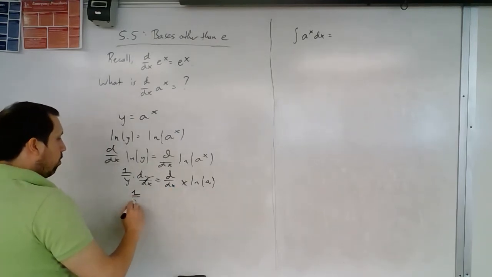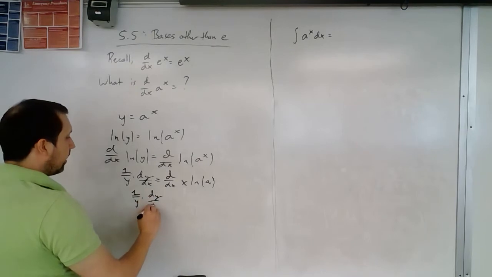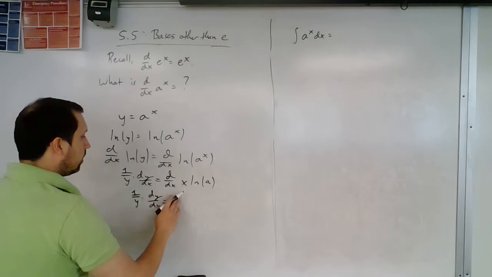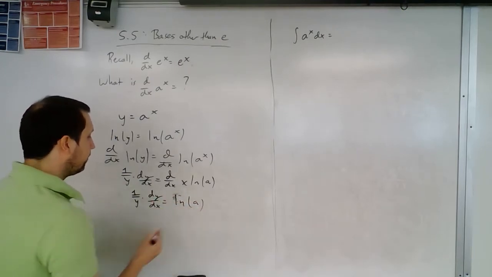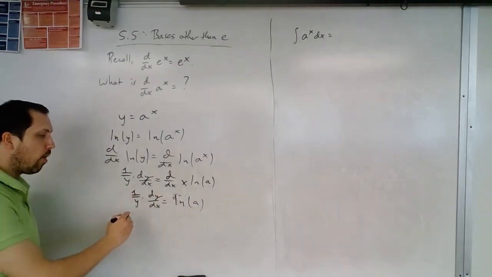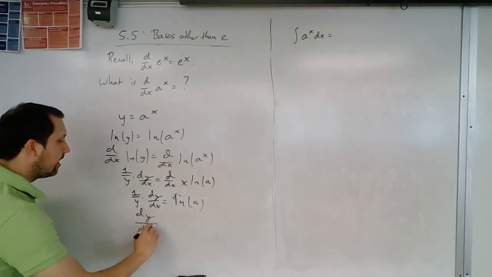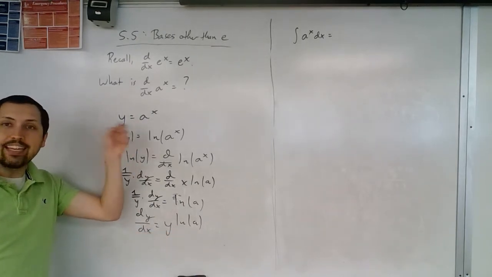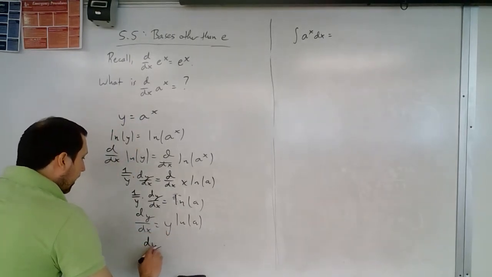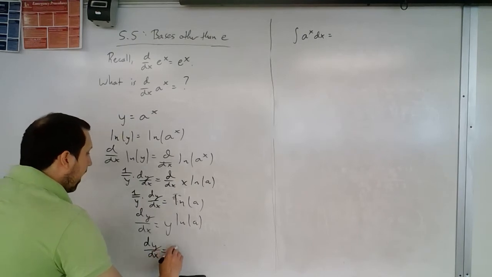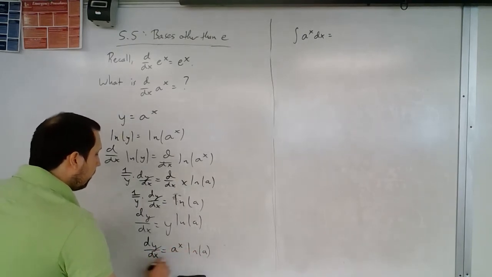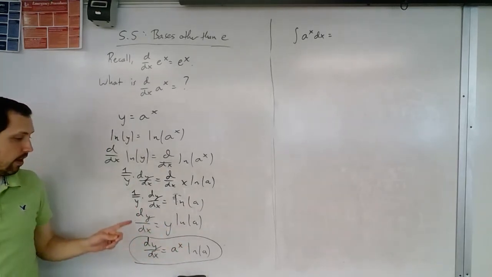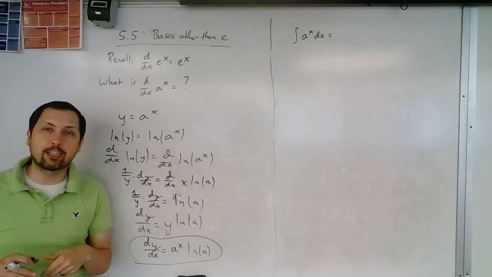So 1 over y times dy dx is equal to natural log of a. Multiply both sides by y, and I have dy dx equal to y times natural log of a, but y was a to the x. So dy dx is equal to a to the x times natural log of a. That is the general derivative of a base raised to the x power.